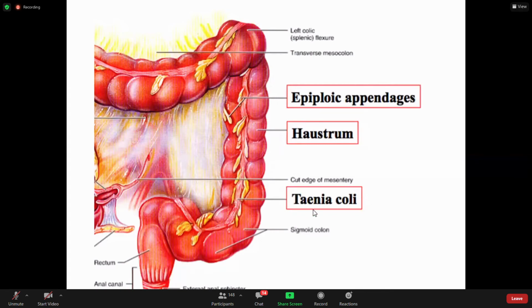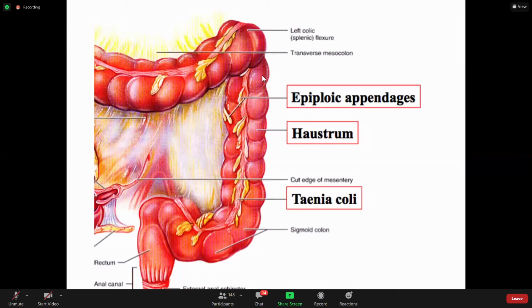So these three longitudinal bands, which are termed as tinea coli, are one characteristic feature of the large intestine. Then comes the second characteristic feature, which is your haustration or the sacculation. You can see here, आपको इस तरह से एक सेक्यूल, दूसरा सेक्यूल, तीसरा सेक्यूल, चौथा सेक्यूल, इस तरह से सेक्यूल दिख रहे हैं. So this is nothing but the sacculation or the haustration.